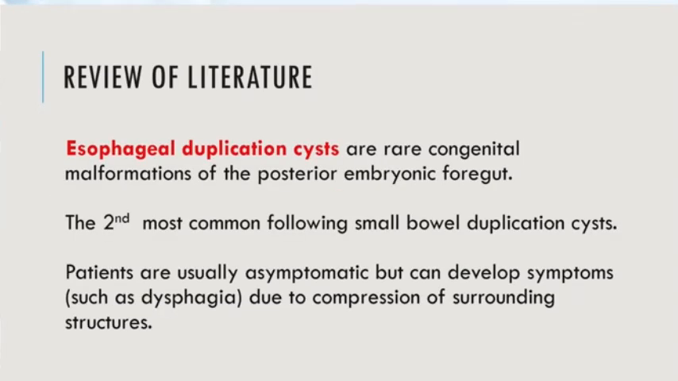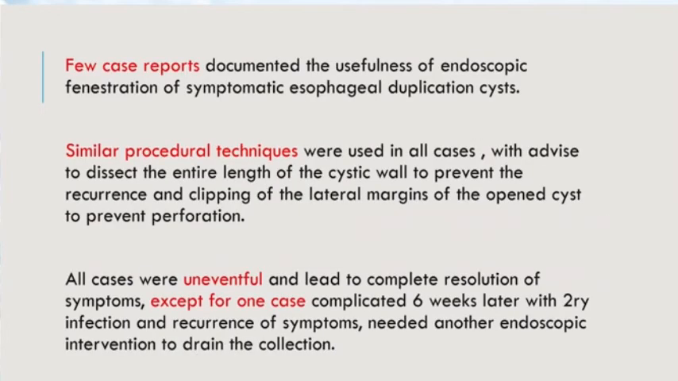In the review of literature, esophageal duplication cyst is a rare congenital malformation of the posterior embryonic foregut. The second most common following small bowel duplication cyst is the esophageal cyst. Patients are usually asymptomatic but can develop symptoms such as dysphagia, as in this patient, due to compression of the surrounding structures. A few case reports documented the usefulness of endoscopic fenestration of symptomatic esophageal cyst in patients refusing or unfit for surgery.